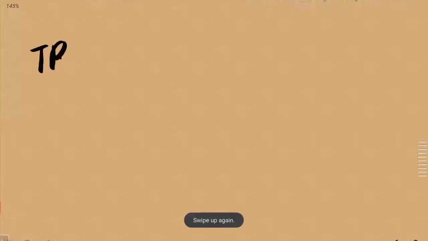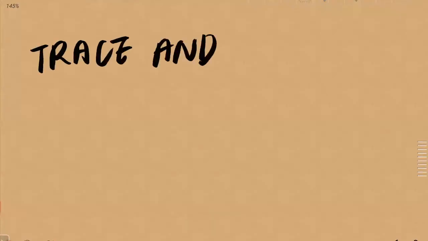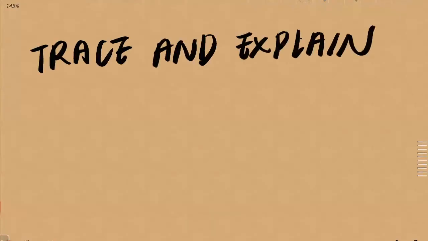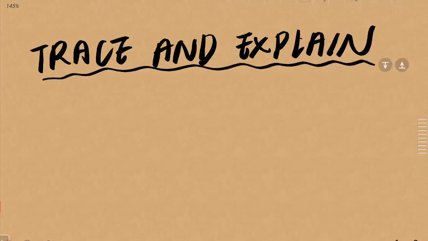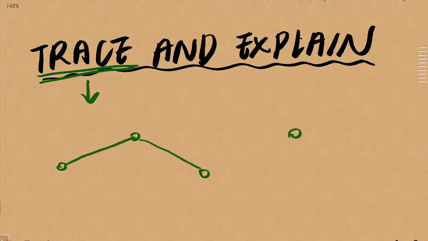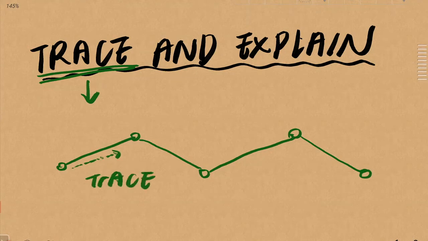Today we are going to talk about a new type of essay question, which is trace and explain. So, what do we mean by trace? Have you played, as a child, a kind of game where you need to trace different dots together to form a picture, for example, a picture of a dog? This is exactly what we need to do for trace and explain in history questions as well.